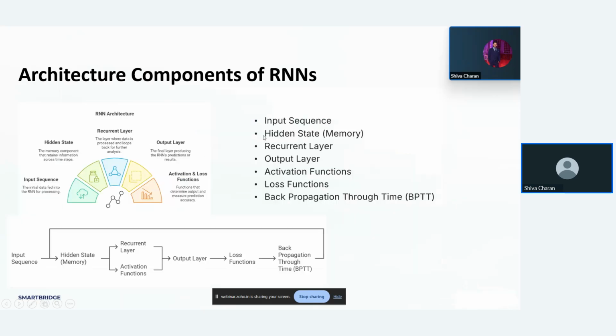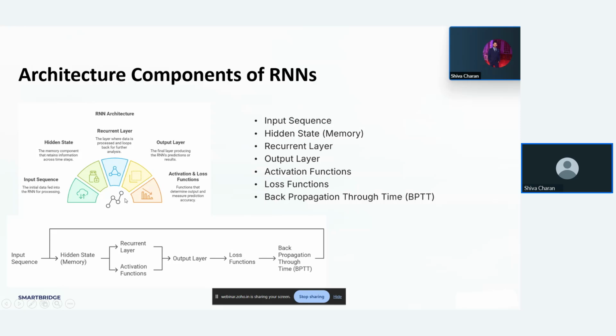So now let's discuss the complete building blocks of the neural network. What are they? Input sequence, hidden state, recurrent layer, output layer, activation function, loss function, backpropagation through time, BPTT, okay? These are very important, okay? All these things are very important. So what exactly happens in the input sequence? It is a starting point, right? Input sequence is the starting point.